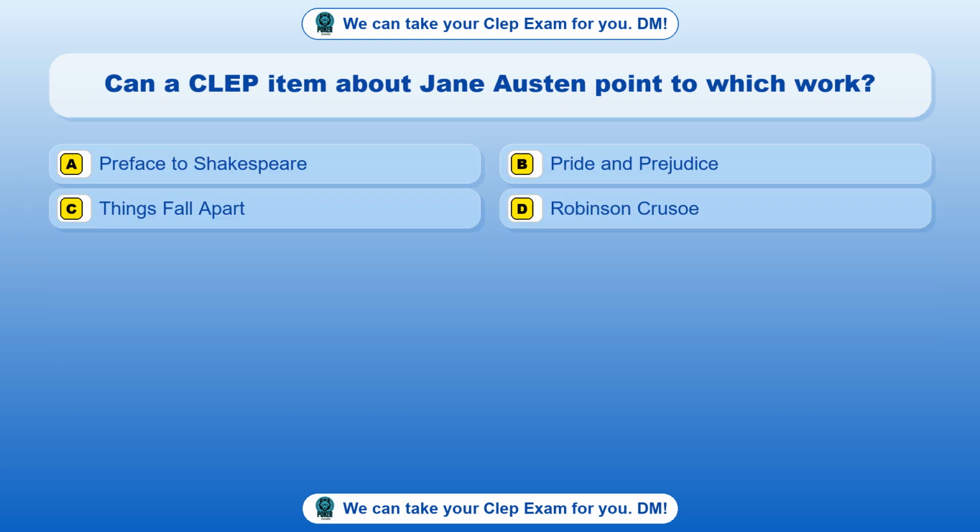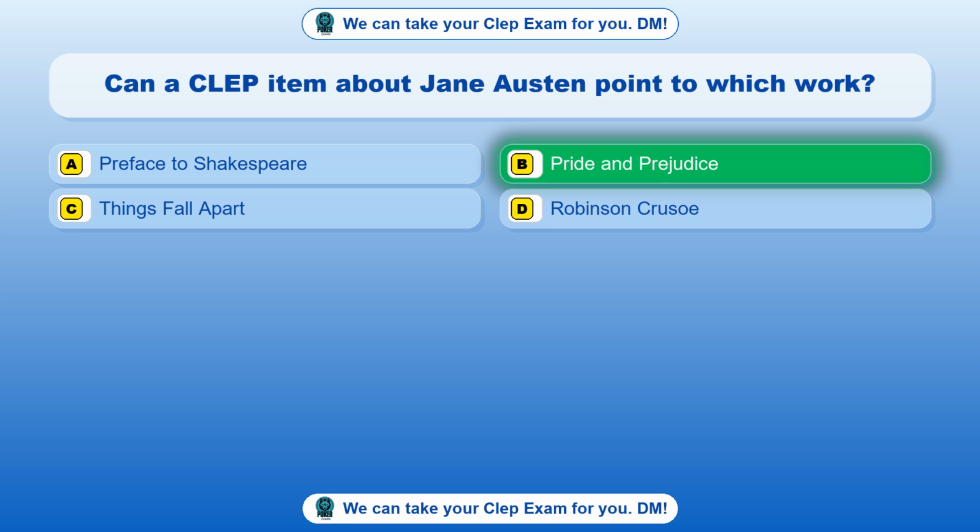Question 89. Can a CLEP item about Jane Austen point to which work? Option A. Preface to Shakespeare. Option B. Pride and Prejudice. Option C. Things Fall Apart. Option D. Robinson Crusoe. The correct answer is option B.